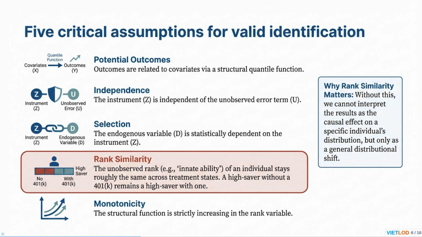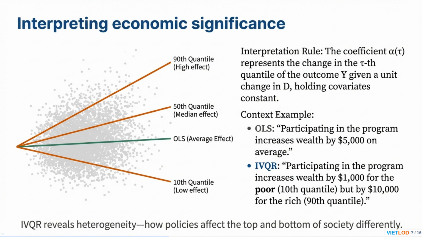Fourth, rank similarity is highlighted because it is key for interpretation. It assumes an individual's unobserved rank, like innate ability, stays the same across treatment states. A high saver without a 401k remains a high saver with one. Without this, we can only see general distributional shifts, not individual causal effects. Finally, monotonicity. The structural function must be strictly increasing in the rank variable. Together, these 5 assumptions anchor our analysis.